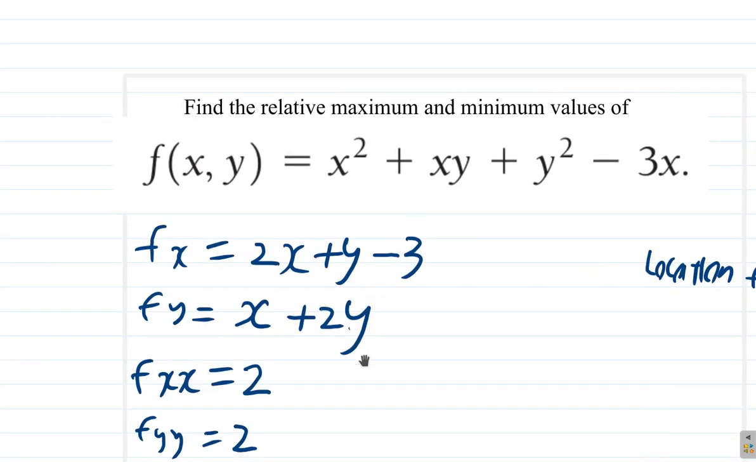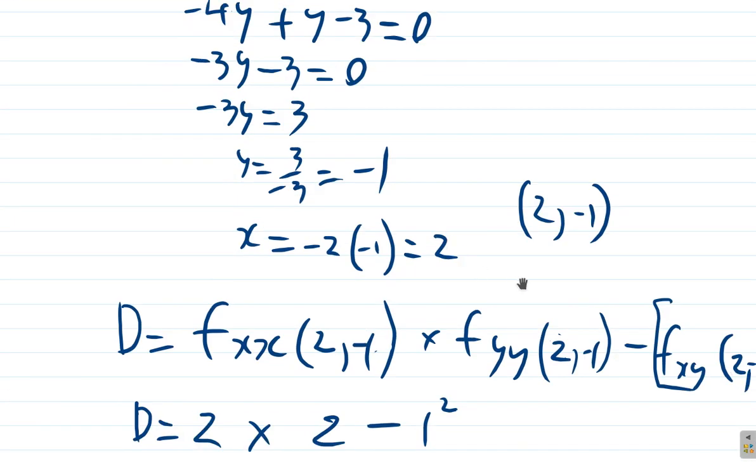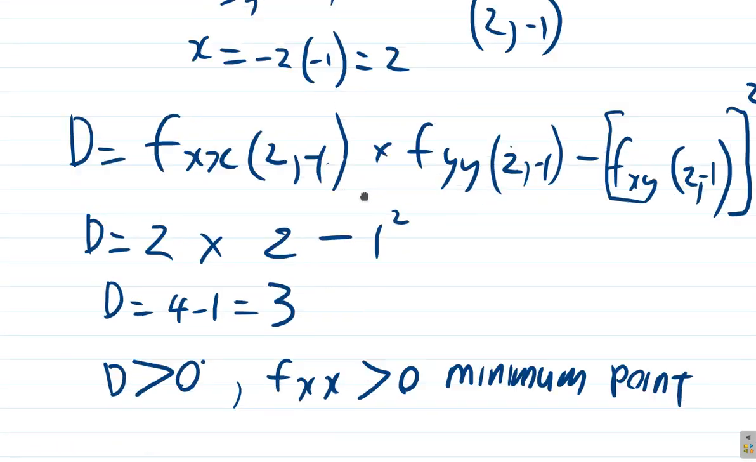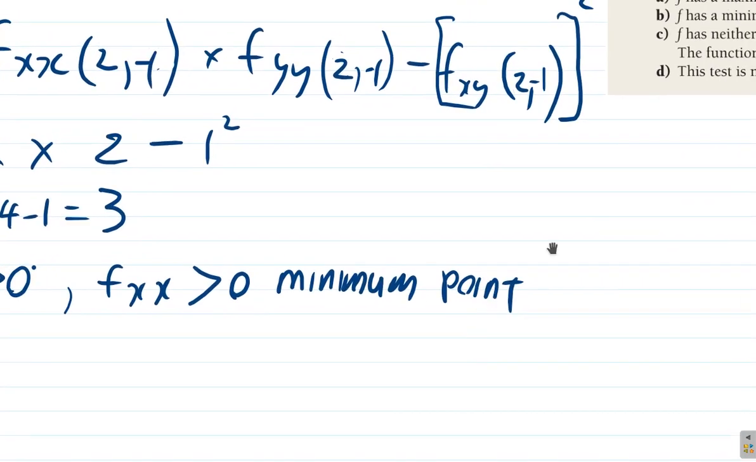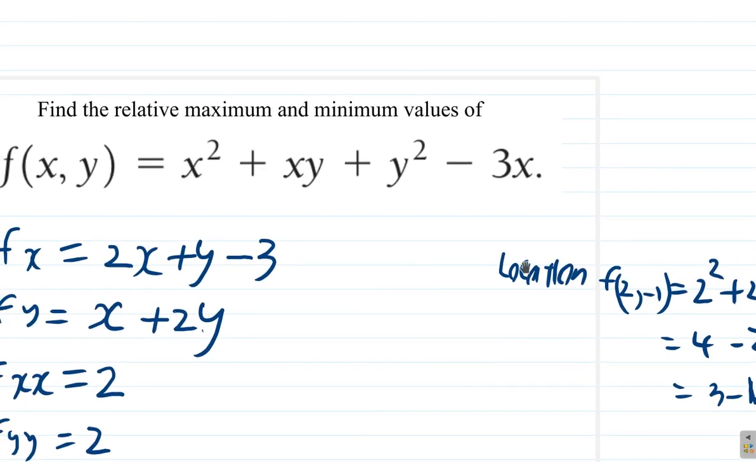Alright, so there we have it. We found the coordinates of the critical point. We did the D-test to find out that it is a minimum point, and we found where that minimum point is located.